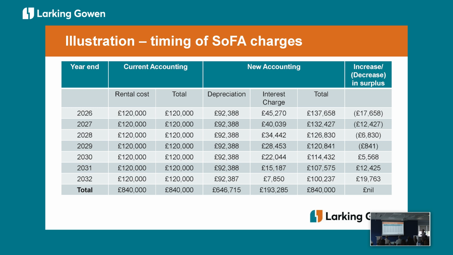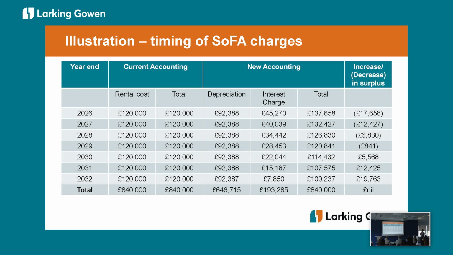On the left-hand side is what we would do at the moment. So at the moment, we'd have no asset and no liability. Our balance sheet, there's nothing there at all. And we have £120,000 a year rent going through, really straightforward. On this right-hand column, we've then got a comparison between the two. The most relevant thing is going to be that bottom right where we've got nil. Under both of these approaches, the total cost that goes through your SOFR over the length of the lease will be exactly the same, it's £840,000.